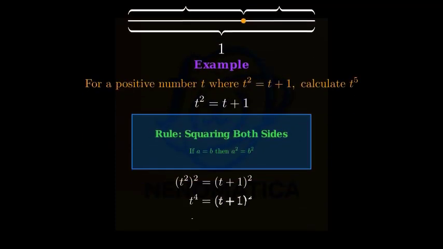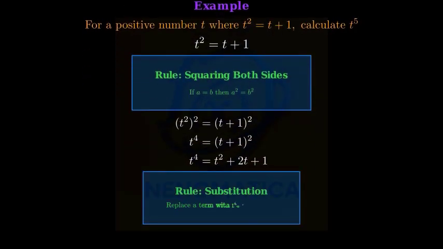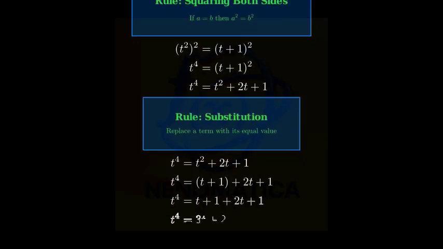When we square both sides of t squared equals t plus 1, we get t to the power of 4 equals t plus 1 squared. Now, let's simplify this expression by substituting the original equation. Since we know that t squared equals t plus 1, we can substitute this into our equation. This gives us t to the fourth power equals t plus 1 plus 2t plus 1, which simplifies to t to the fourth power equals 3t plus 2.